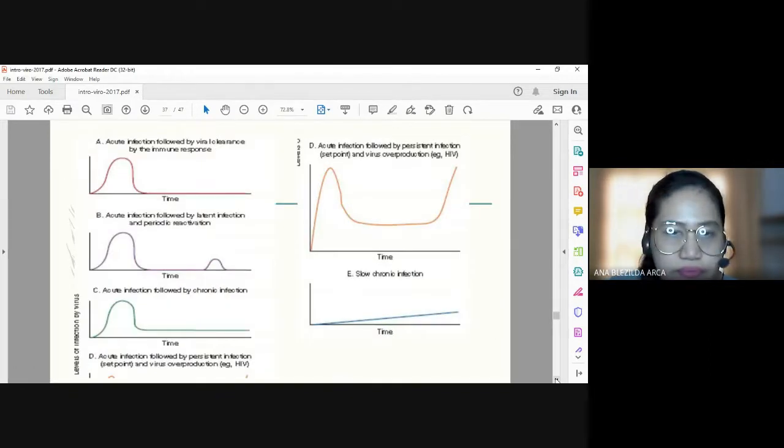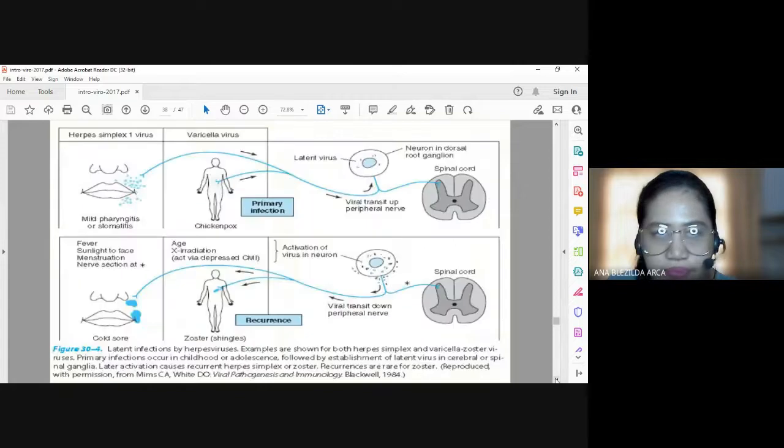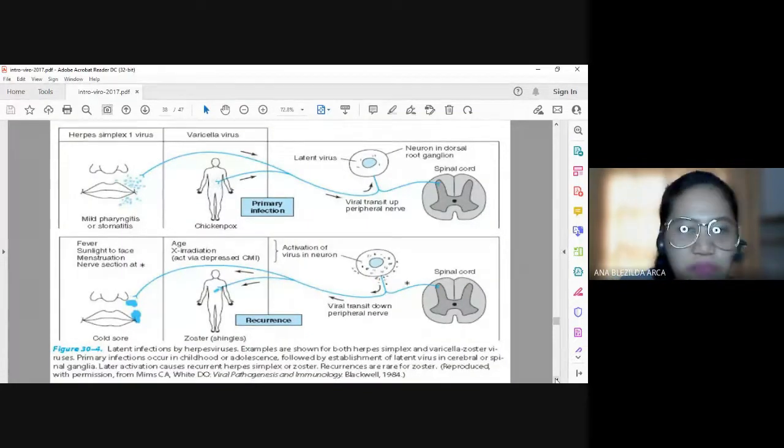So, ito yung example ng acute. Mataas ang infection mo, tapos bababa siya. This is what you call the slow chronic. Kapag slow chronic naman, matagal, di ba? Mababa muna, tas pataas. Okay? Ito yung mga acute infection. Pwede rin na acute infection, tas bababa, tapos aakyat ulit, such as the HIV. So those are examples of primary and recurrence. Kapag primary infection, makikita mo talaga yung symptoms agad-agad. Kapag recurrence naman, mawawala yung symptoms, tas babalik.